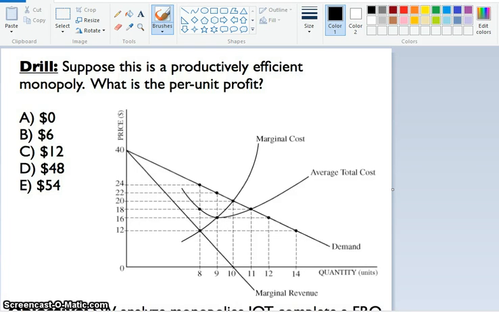All right, ladies and gentlemen. So this is a good practice problem for you. You haven't looked at too many multiple choice problems about monopolies, I don't believe, so far in the videos. Maybe not any at all. So I want you to take a look here.